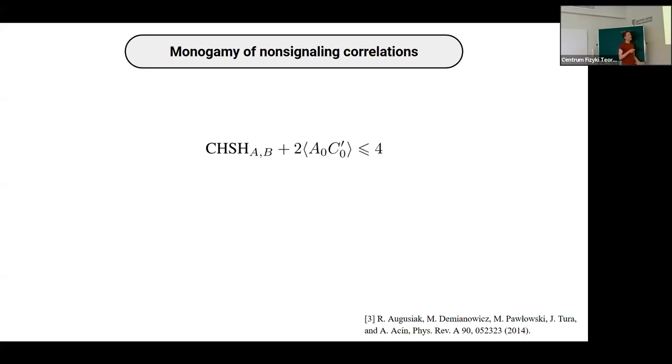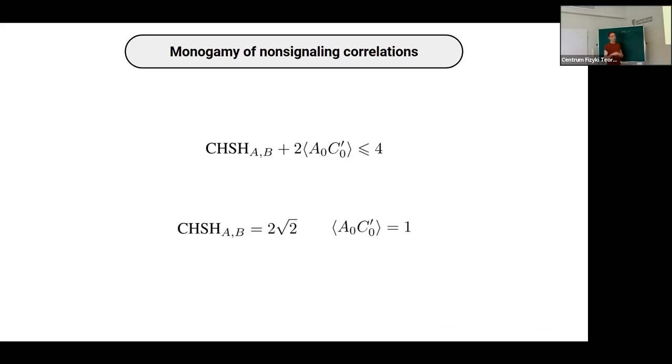So if you get maximal correlations in A, B, then A and C have to be uncorrelated. That is the statement. And what we can show through those inflations is that CHSH is equal to 2 square root of 2 from our assumption, and that this correlator is actually 1. So if you put it together, it's 2 square root of 2 plus 2, which is larger than 4. So you have a contradiction, and you prove that something cannot be reproduced in this network.